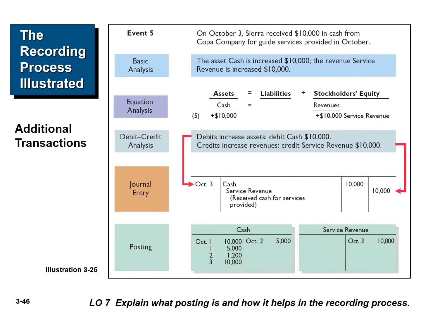Event 5, same thing. Receive $10,000 cash for guide services provided. Cash is increased by $10,000 and service revenue is increased by $10,000. In the equation analysis, plus $10,000 cash, plus $10,000 service revenue. Debits increase assets, so we debit cash. Credits increase revenues, so we credit service revenue. Then post those to the accounts. Are you starting to get the hang of it, I hope?